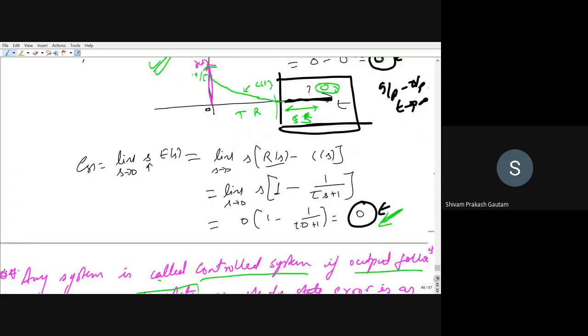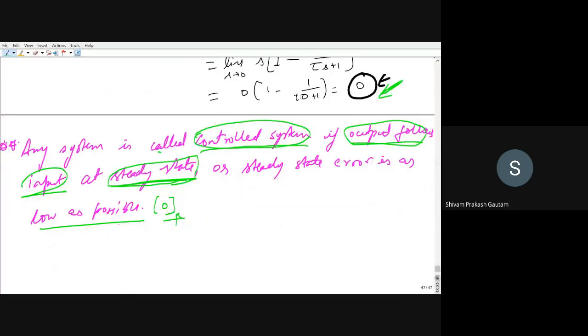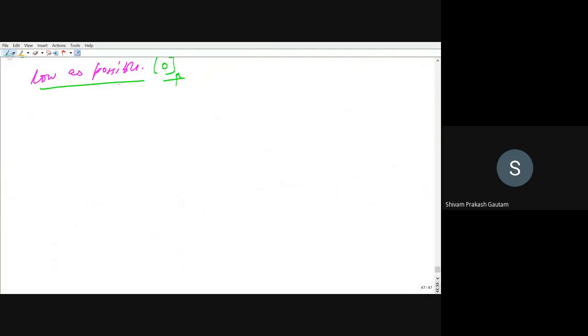Again, any system is called a control system if the output follows the input at steady state. That means the output should be equal to the input, or the steady state error should be as low as possible. Ideally, it should be 0, or if it is not 0, it should be very close to 0, right? You will see the second case.